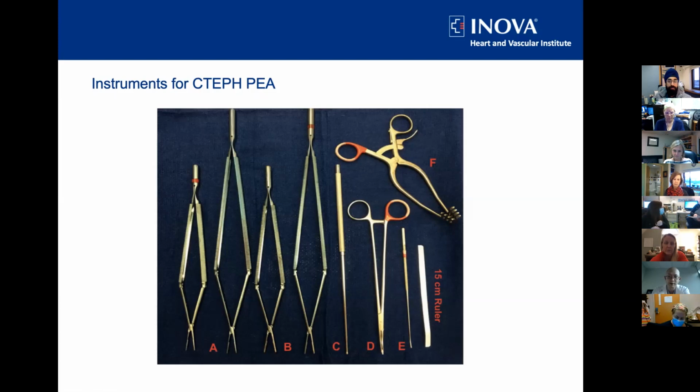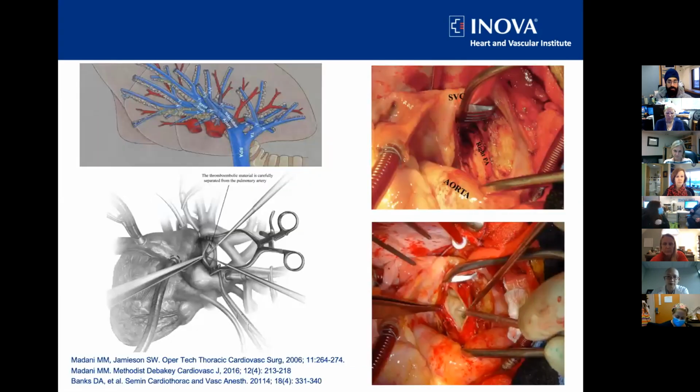I think it was just by trial and error that they came up with a small yet blunt instrument in order to do so. But both these pickups in A and B, and this suction dissector in C, are probably the two primary things that are unique about the instruments as far as the surgery goes.